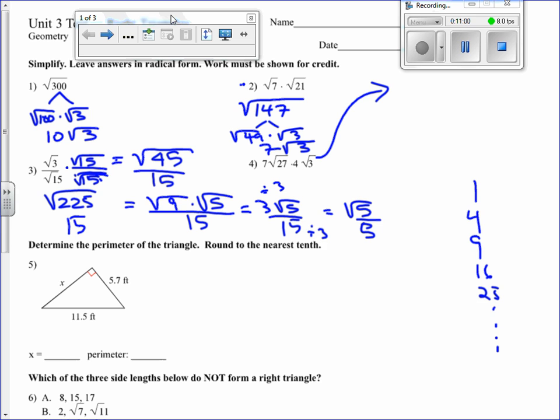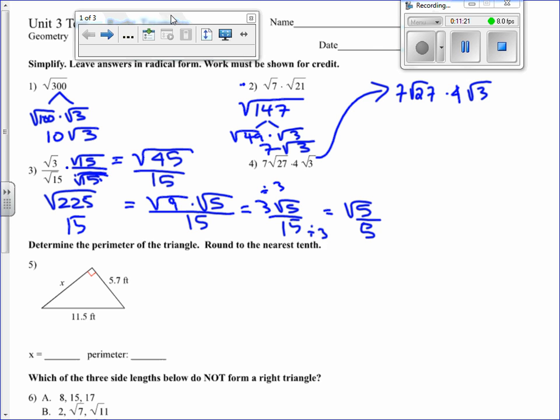So this is going to be 7 times the square root of 27 times 4 times the square root of 3. So this is a type of problem where you want to regroup. I say a lot of things. I hope you guys write those things down. So for this one, what would I say?